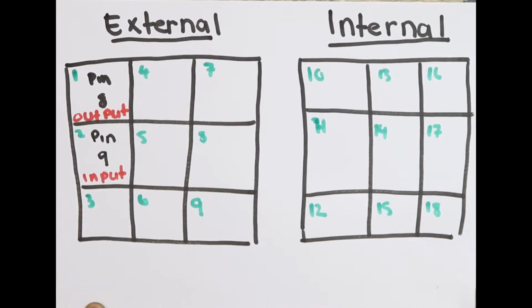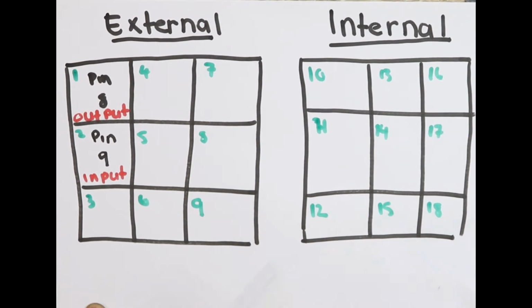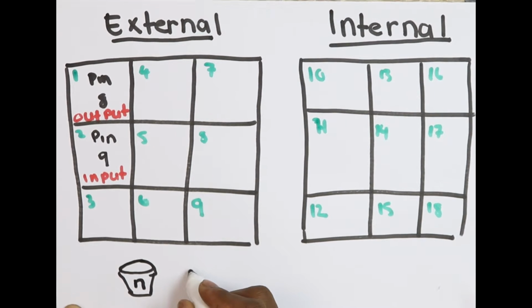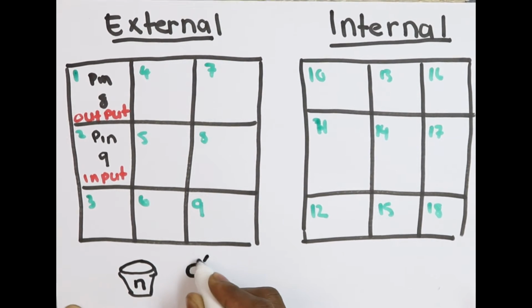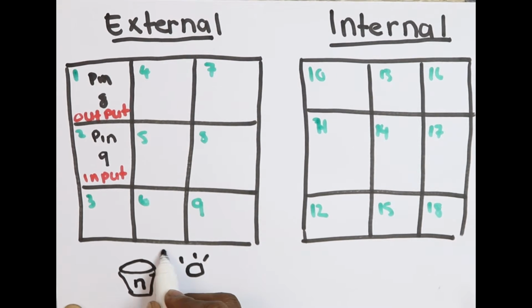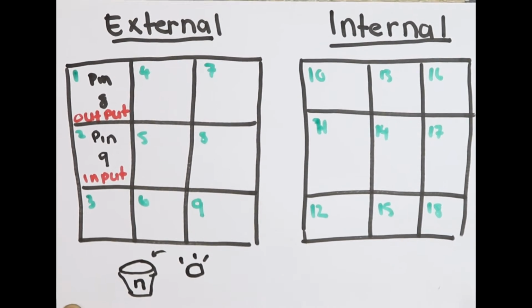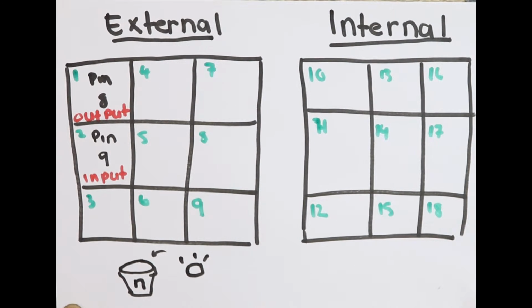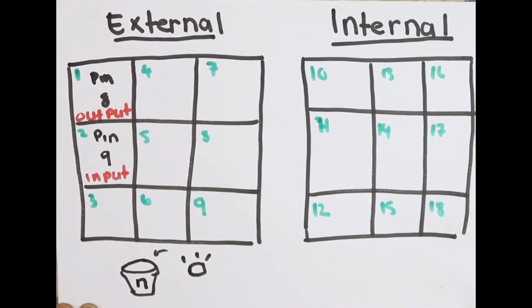Now we want something that keeps information on how many times the LED goes on and off. So just imagine that the Arduino puts some form of bucket, and this bucket is labeled N. I'm going to label this bucket N. And then every time the LED goes on, this bucket N increases by 1. So the value in this bucket N starts at 0, and then when the LED goes on, the value in this bucket goes to number 1. This exists on the internal side.